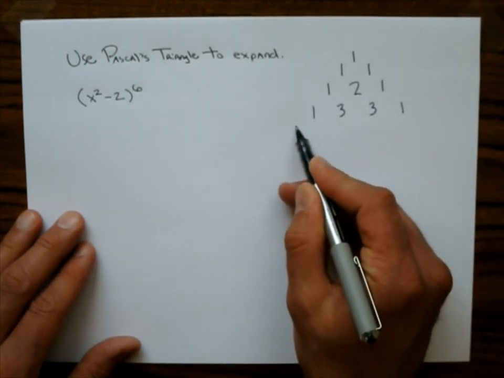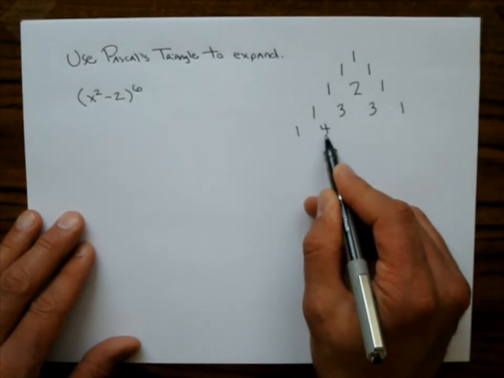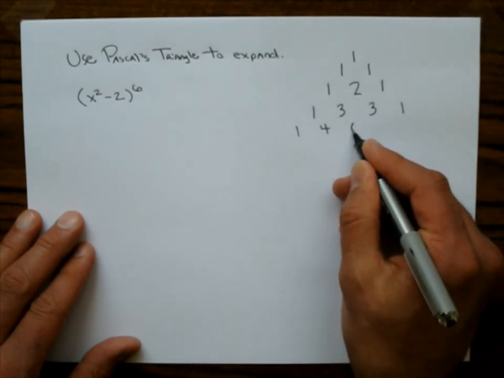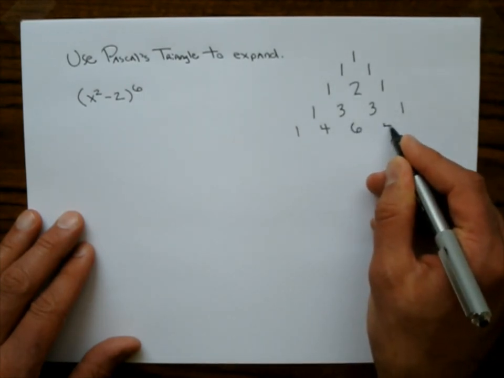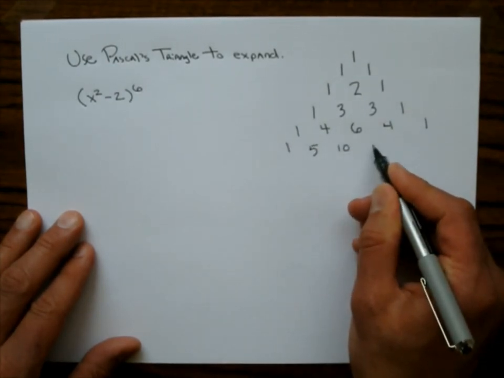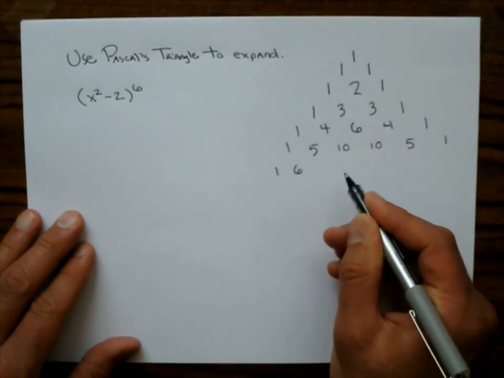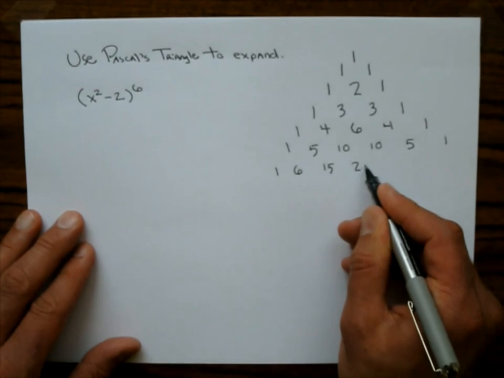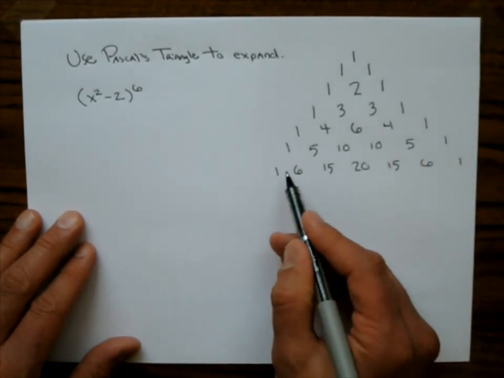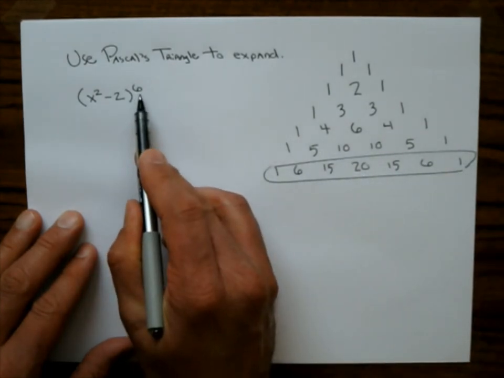So the next row, we call this row that I'm working on right now row 4 because the second entry is 4, with the first row up here being row 0. So 1, 4, 3 plus 3 is 6. And then we have 4, 1, 1, 5, 10, 10, 5, 1, 1, 6, 15, 20, 15, 6, 1. We stop there. This is the row that we want. It is row 6, and we see a 6 there.